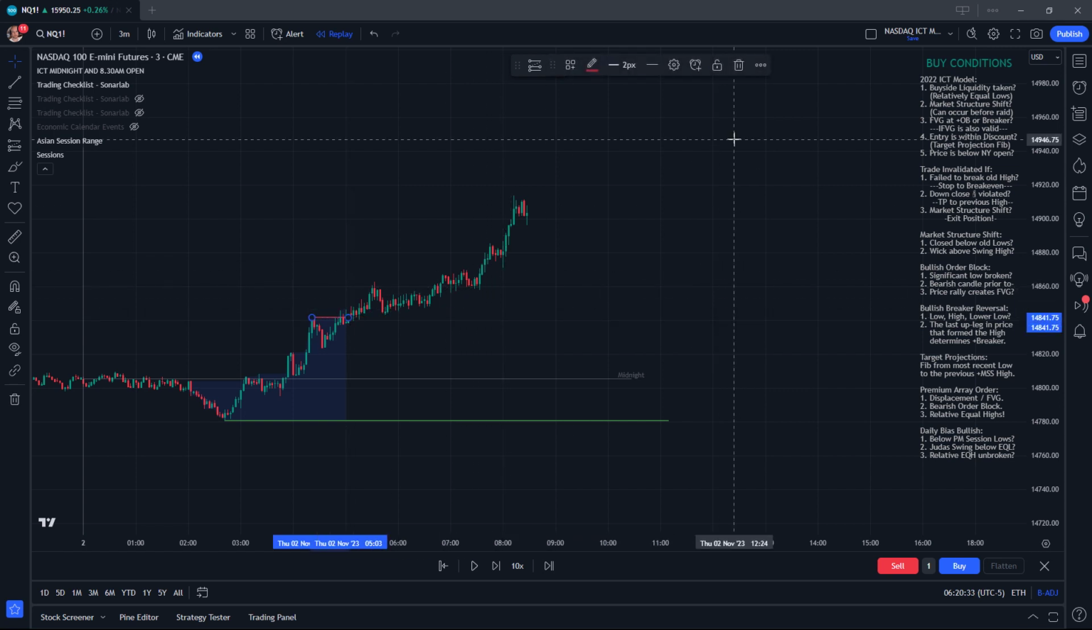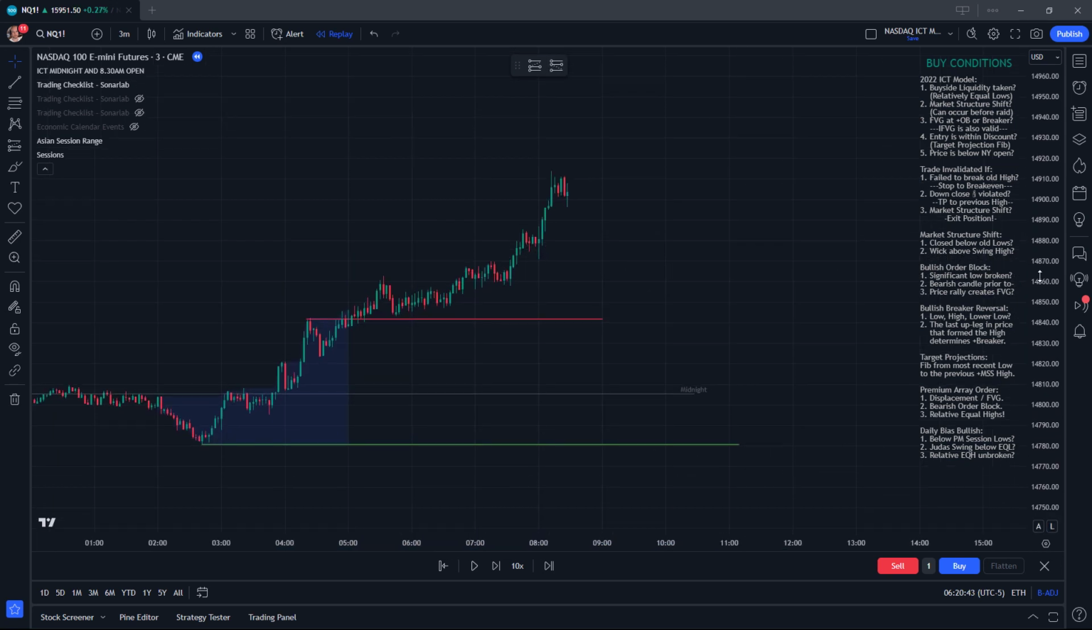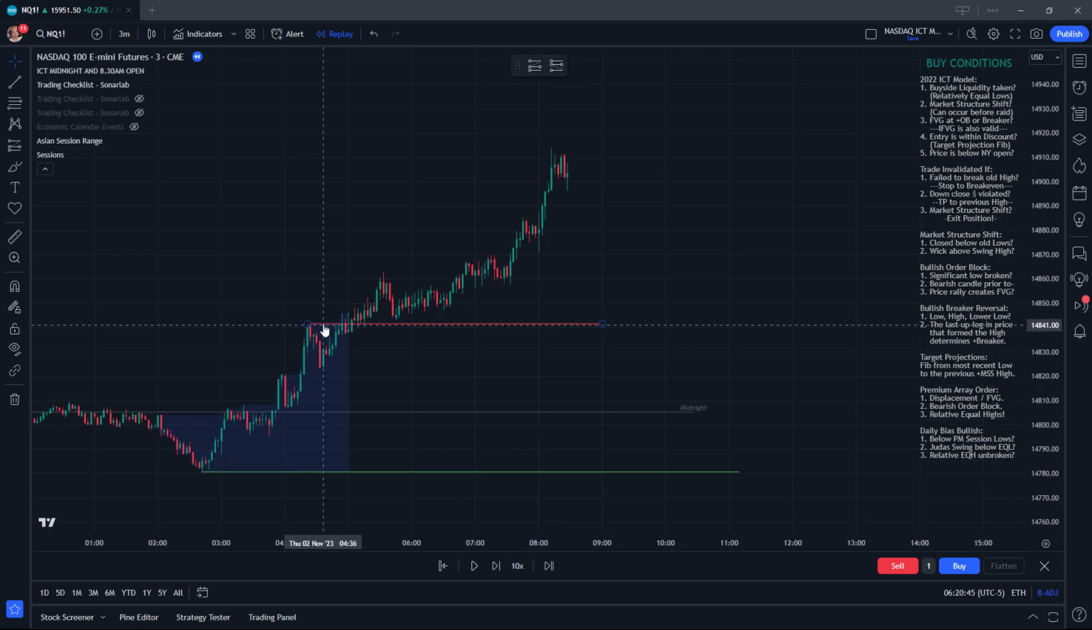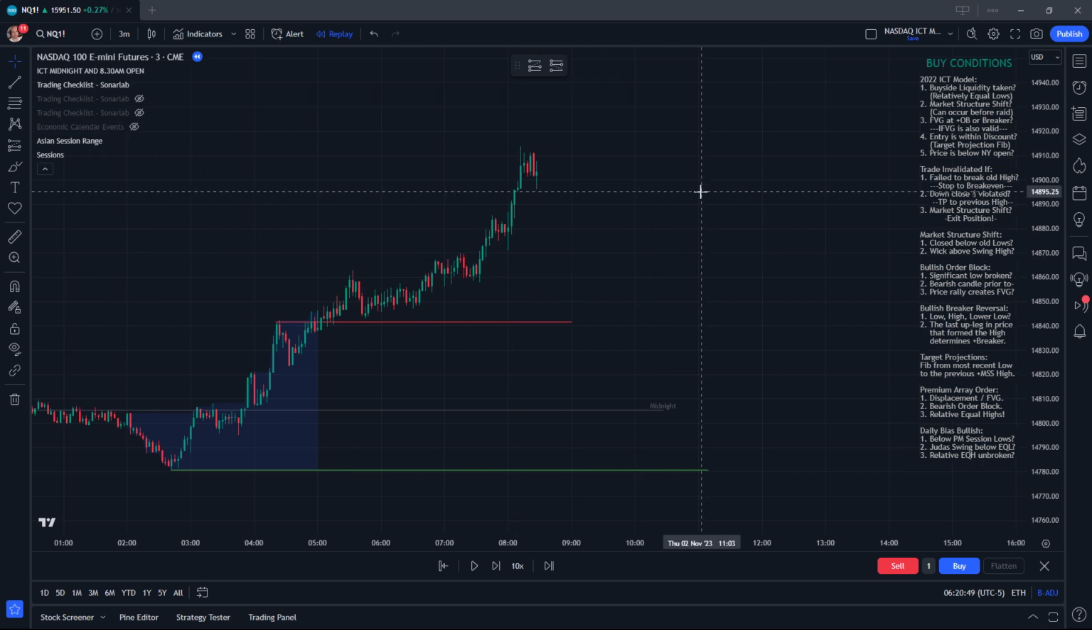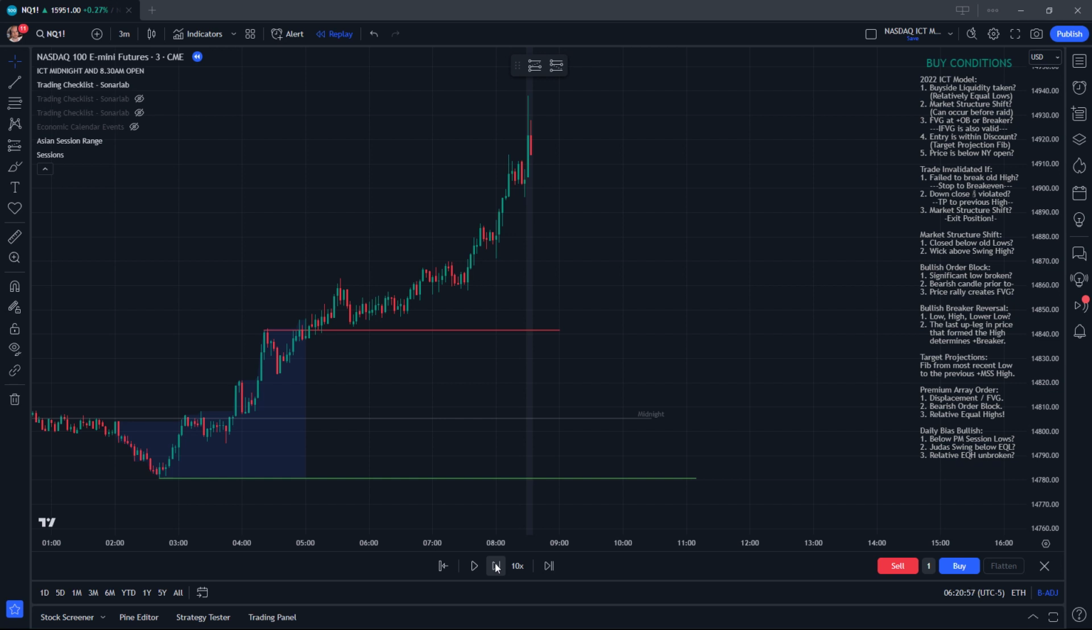So since the PM session, the London session high is the first that's been broken. Yeah, we've created this high here, and it's carried on creating new highs. So I think we're going to just have to go forward and try to find where liquidity might be.